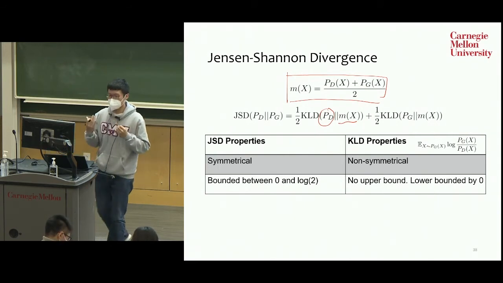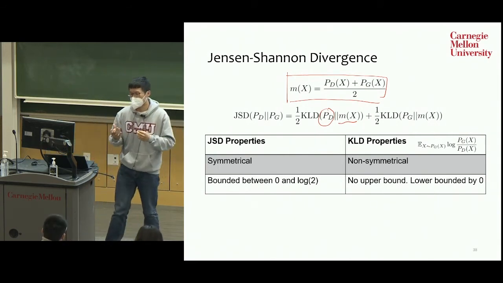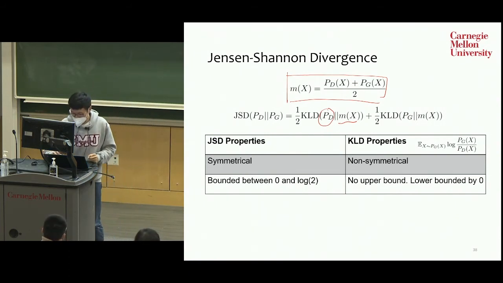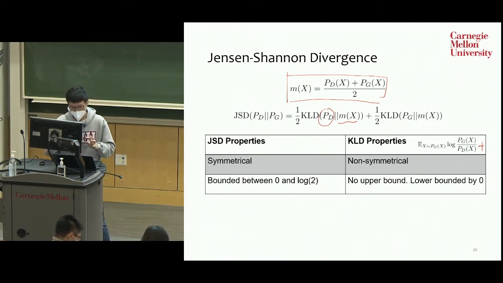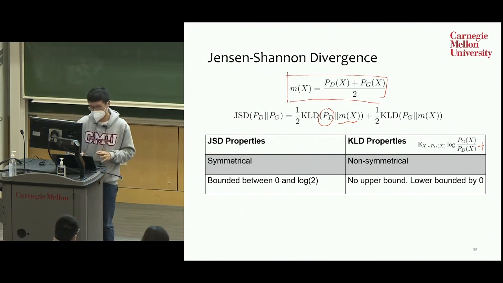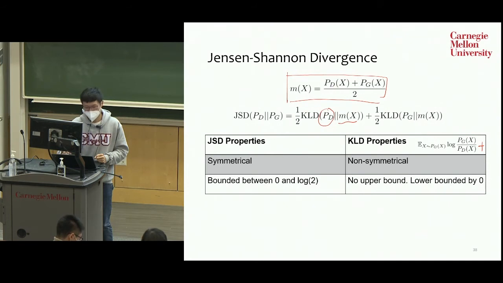Of course, you can make KL divergence symmetrical by just adding a term here with PG and PD swapped. So this is a variant of KL divergence that is symmetrical. However, the second property is also important. KL divergence has no upper bound. It's lower bounded by 0, but there's no upper bound.